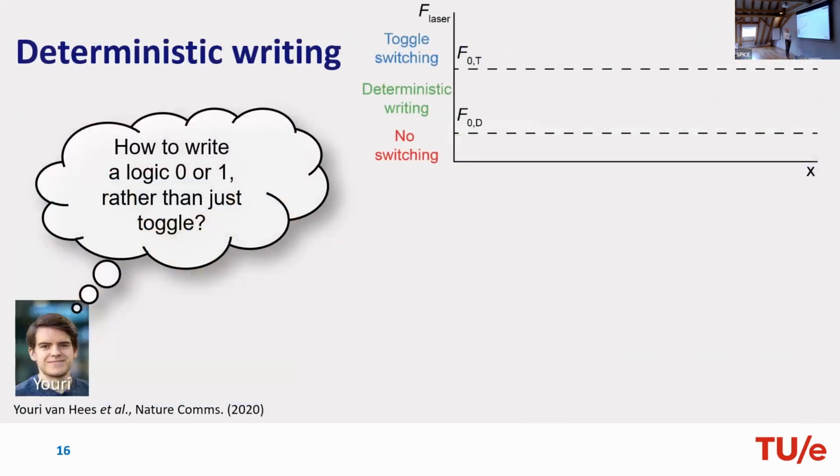Now, how does that work? Well, Yuri came up with this idea. It's nice for logic, maybe, but toggle switching can't help. So what can we do? We can generate different threshold fluences. So pulse 1 is below the threshold fluence for complete toggle switching, where both layers will always switch, where you always switch the other way around. So you set it with your first pulse.